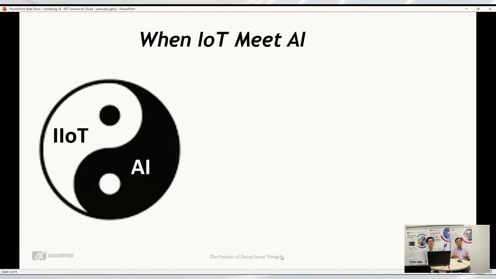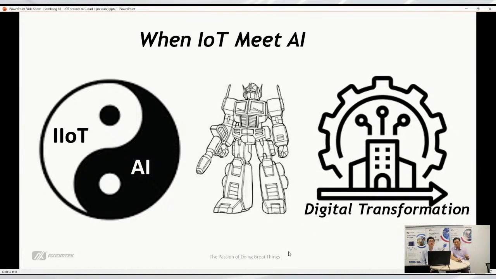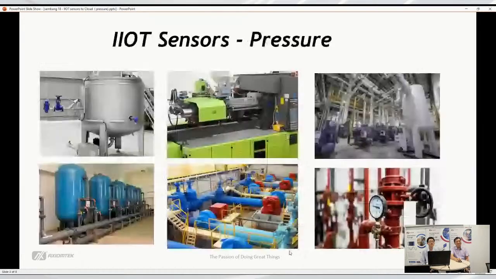If you have studied Chinese philosophy before, of course, this is not a religion class. I just want to interpret this one. IoT is always on the yang side, the positive side, and the AI is always on the yin side, because it's doing things quietly, doing computation. But IoT, you have to connect to many people. This is yin and yang in Chinese philosophy. Of course, when AI meets IoT, you have an Optimus robot transformer popping out, and that's where all the digital transformation happened. That was the last session.